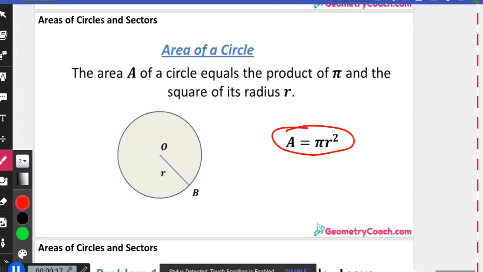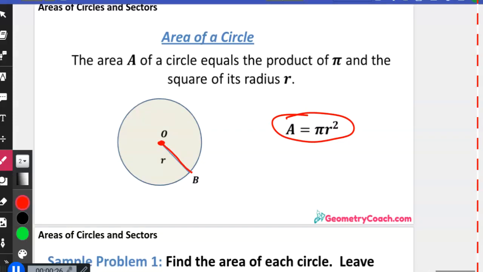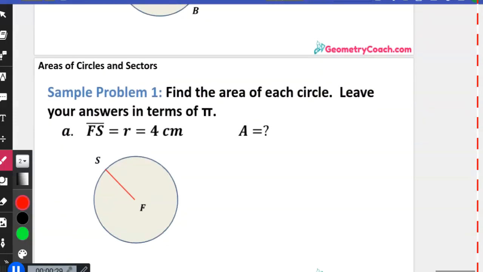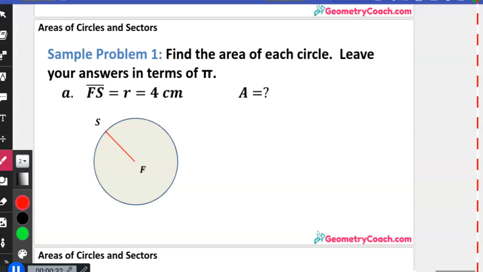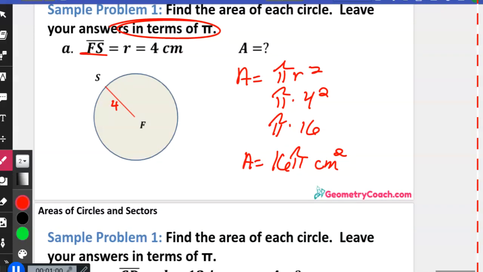Area is pi times radius squared. And the radius is that line segment that goes from the center of the circle out to the actual circle. So we're going to find the area of this circle. It says r is 4 centimeters. So our area is going to be pi r squared, pi times 4 squared, pi times 16. And it says leave in terms of pi. So your answer is going to be 16 pi centimeters squared, because this is area, in square units.